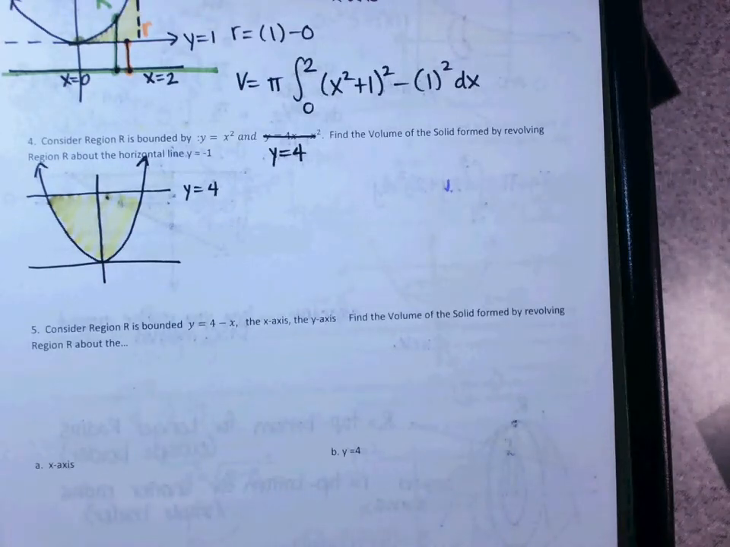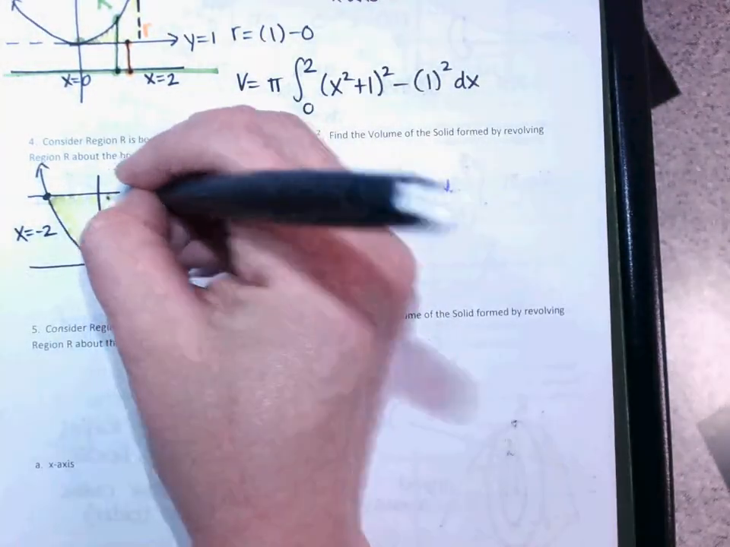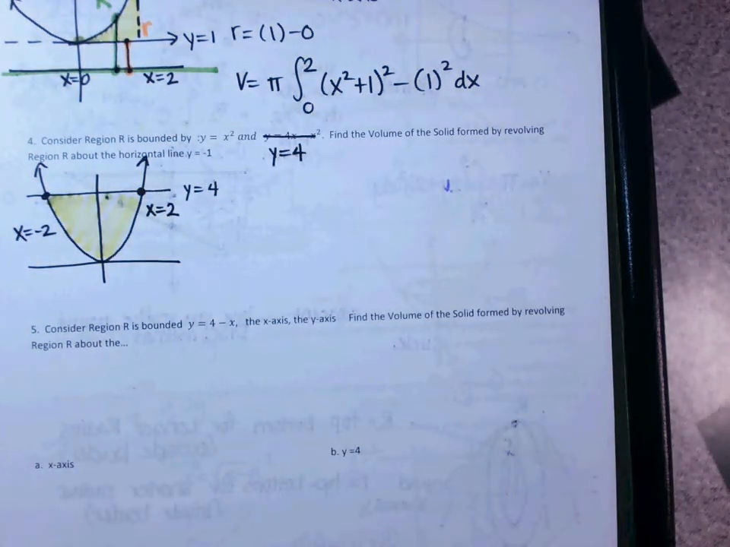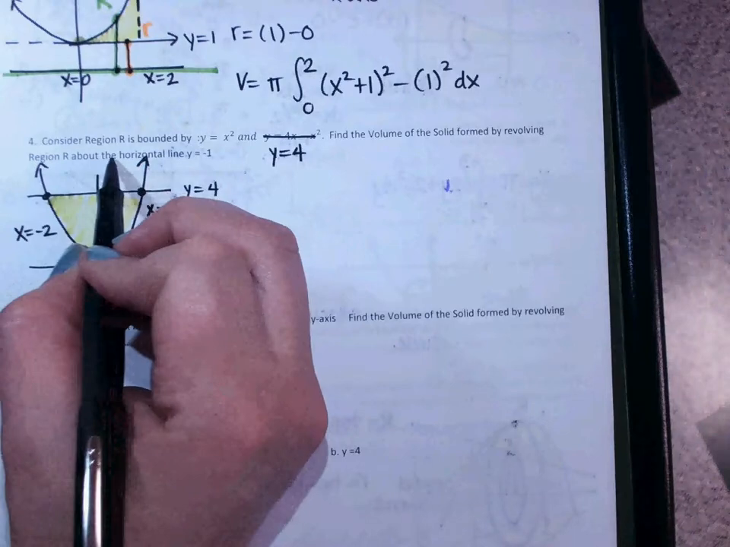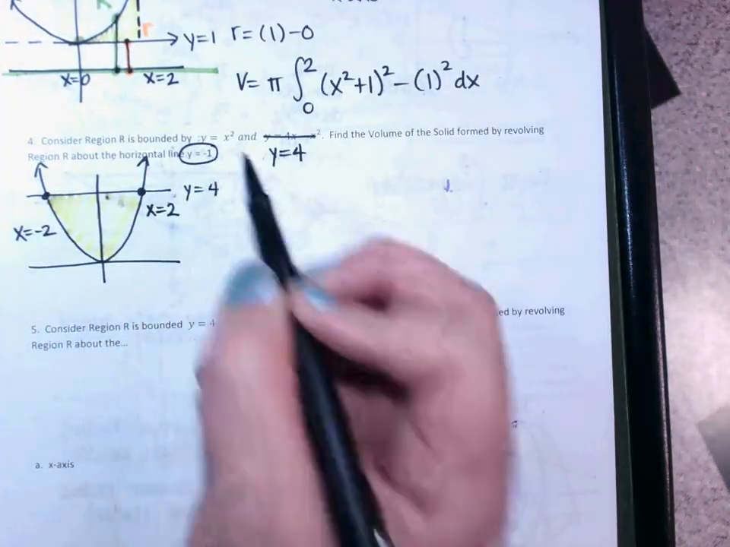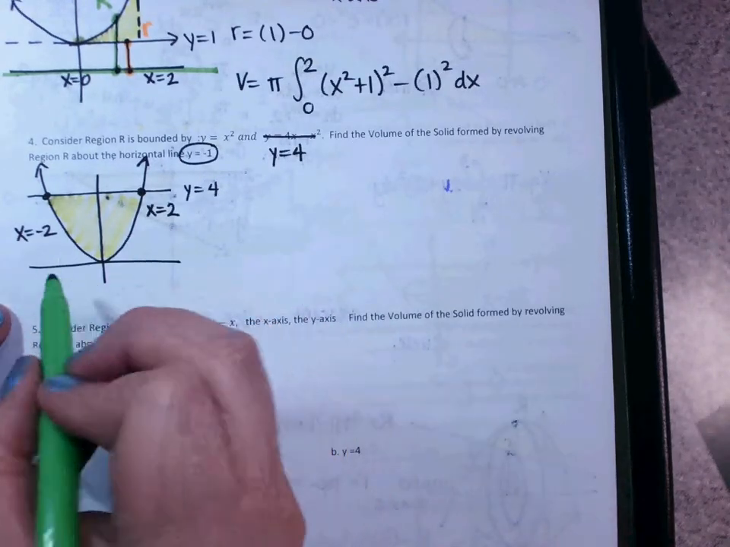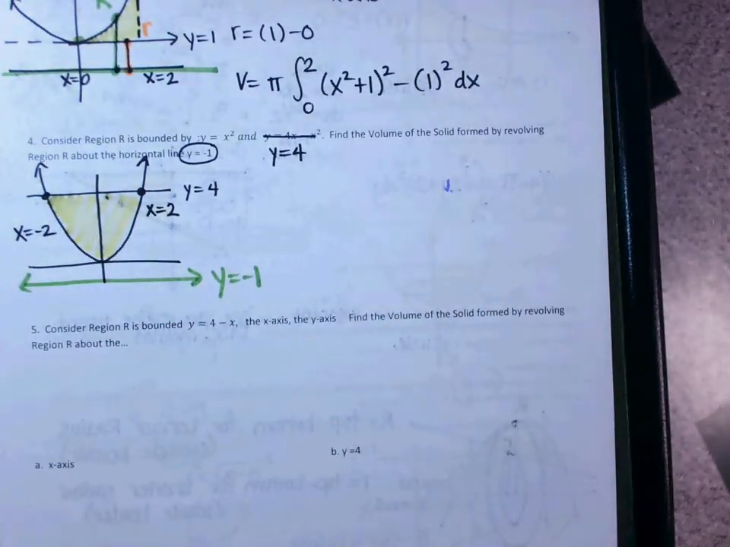Where are those graphs going to intersect if x squared is equal to 4? Yeah, positive and negative 2, right? So this would be x equals negative 2. This is x equals positive 2. So far, so good? Okay, what does it say we're revolving around? Revolving around the horizontal line, y equals negative 1. So is it going to be the x-axis this time? No. So draw your y equals negative 1 down here. That is the middle of the region.